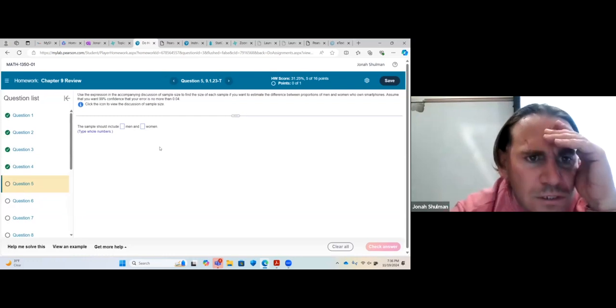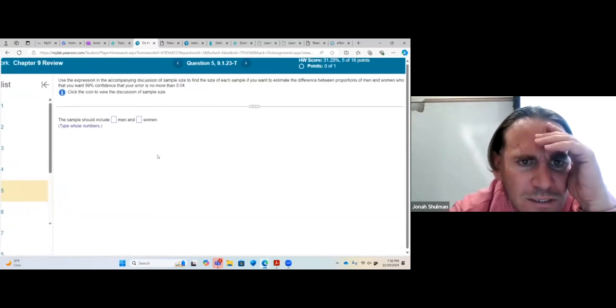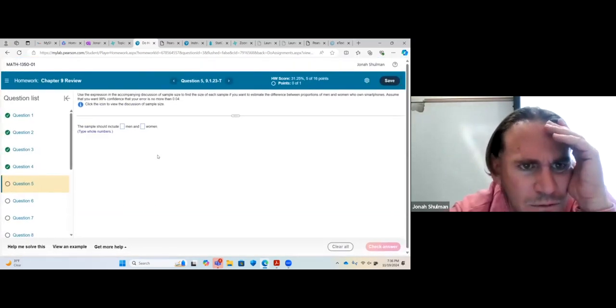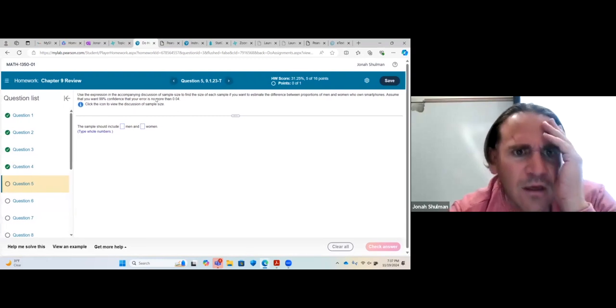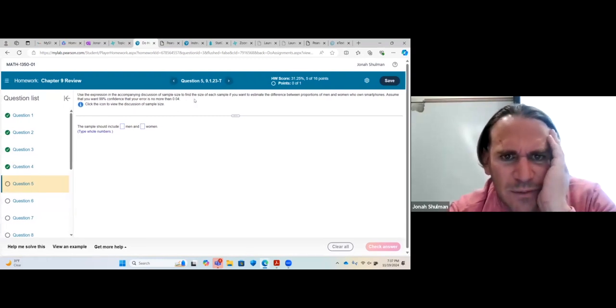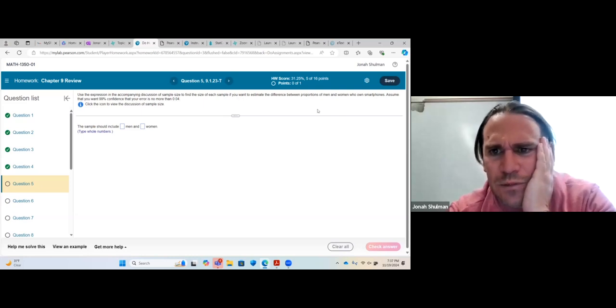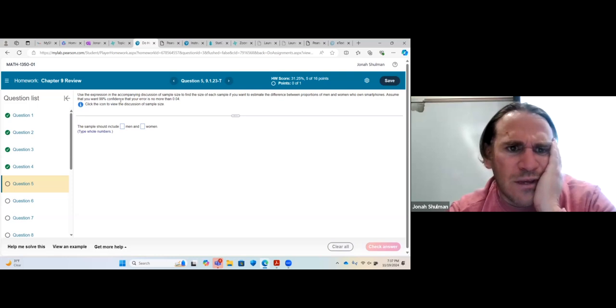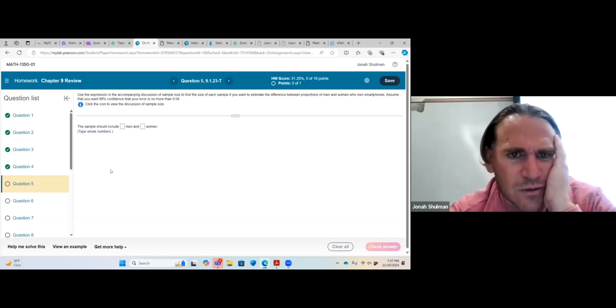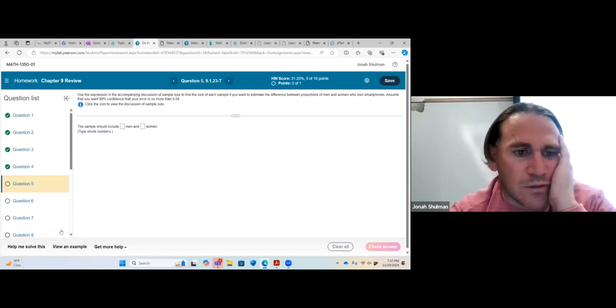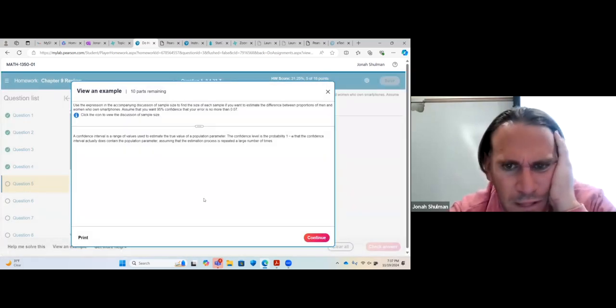All right, use the, what does it say? Use the expression in the accompanying discussion of sample size and find each sample size if you want to estimate the difference between proportions of men and women who own smartphones. Assume that you want a 99% confidence interval, and your error is no more than 0.04. I'm not sure what to do here, so I'm going to look up an example.